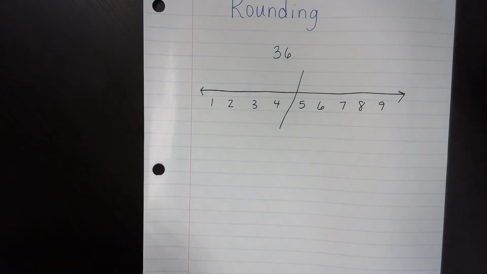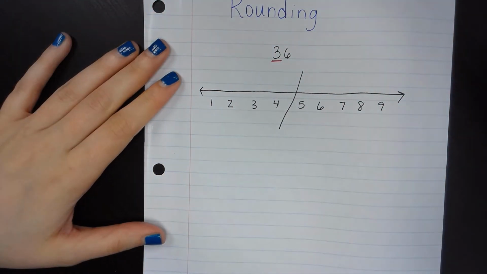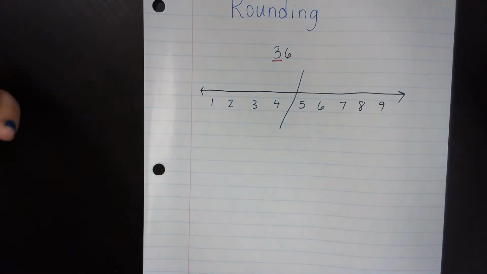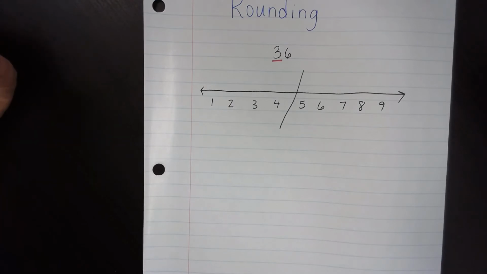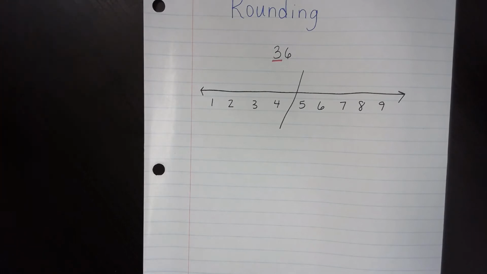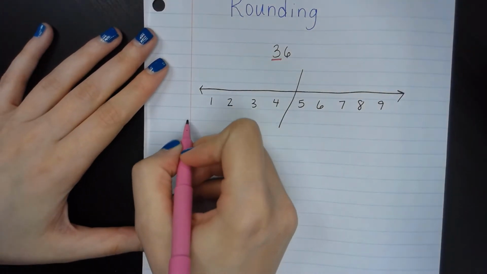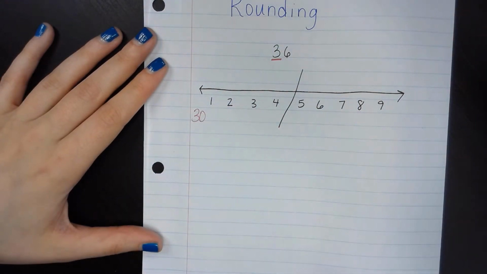Now, the next thing that we're going to do is look at the number that's in the tens place. So in the number 36, the number 3 is in the tens place. So if we look at the number 3, we're going to say, okay, what is the value of that number? What is the value of the 3? The value of the 3 in 36 is 30. That's how much it's worth. So we're going to put our 30 on this side of the number line, right here, 30.